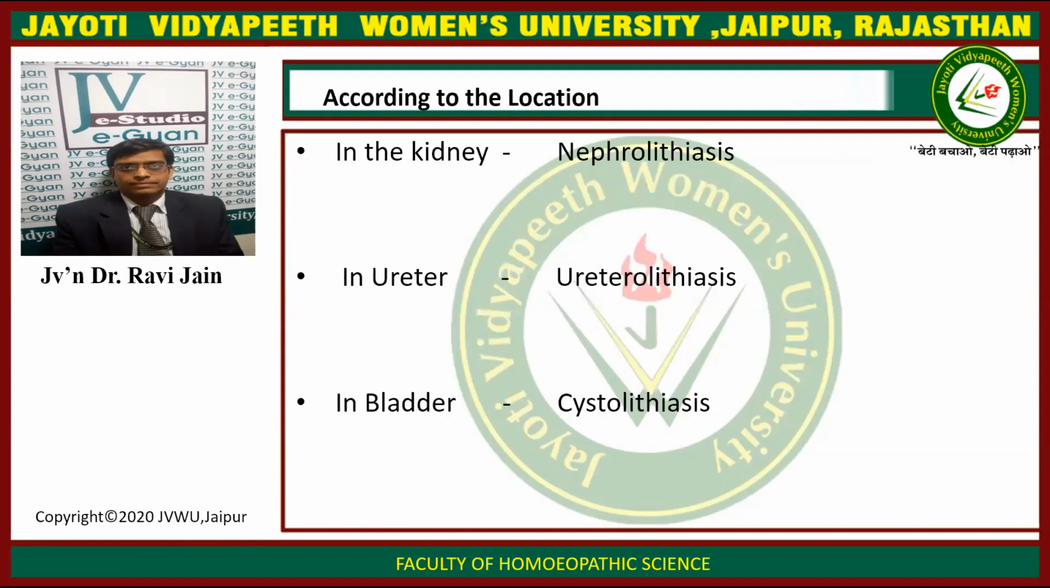According to the location, the disease can be named as follows. If the stone is in the kidney, it is known as nephrolithiasis. If it is in the ureter, it is known as ureterolithiasis. And if it is in the bladder, it is known as cystolithiasis.